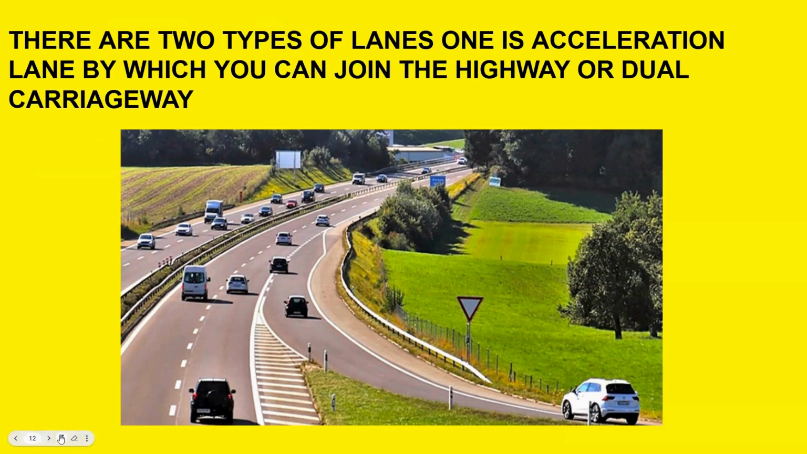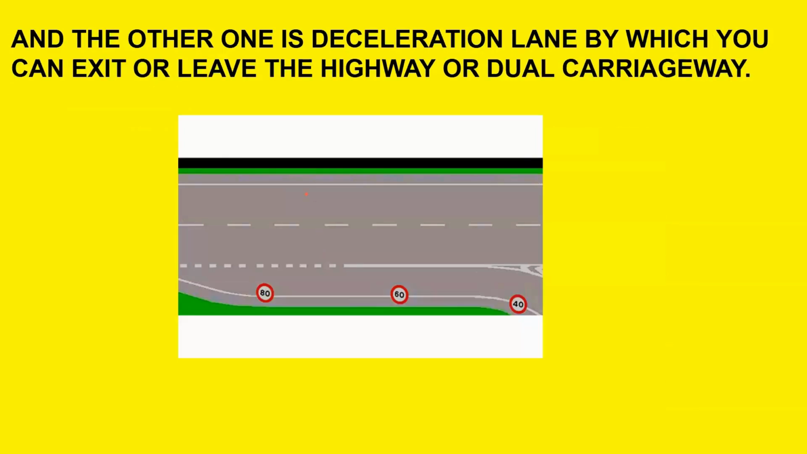This is the image of an acceleration lane. Here you can see the vehicles can join the highway from this place. So this is to increase the speed. This is the acceleration lane, to accelerate, to speed up. And the other one is to leave the highway, to exit from the highway.